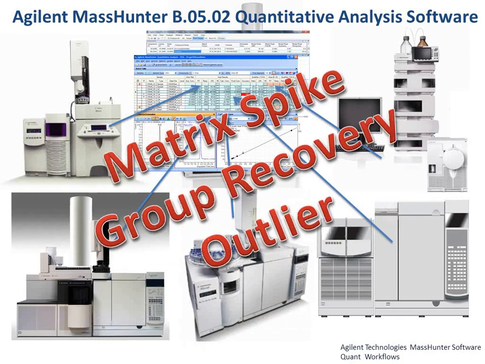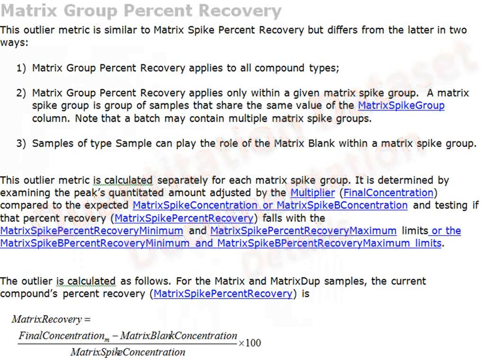Welcome to the matrix spike group recovery outlier, which is the most sophisticated of the matrix spike outliers and is documented in the quantitation data set. It handles multiple groups by associating them together with the matrix spike group. It also handles matrix A and matrix B asymmetric limits and separate spiked concentrations, as well as dealing with a matrix dupe and matrix blank.